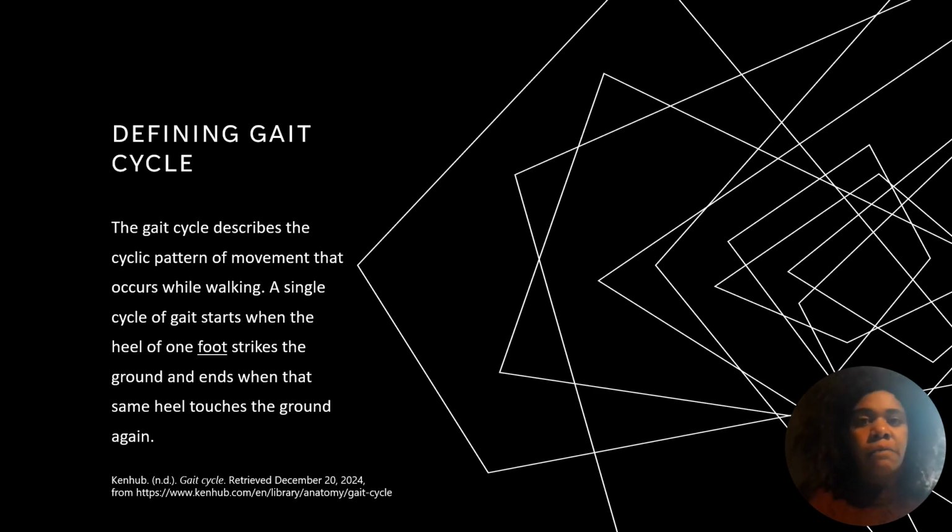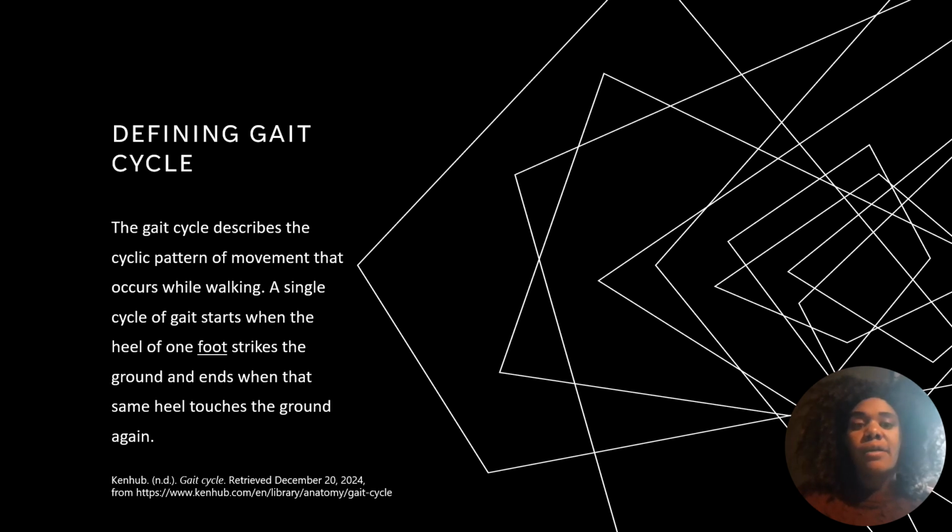So I thought it was important at first to define gait. Our textbook has a loose definition for gait. In addition to that, I looked up a couple other sources. And ultimately, the gait cycle describes the cyclical pattern of movement that occurs when someone is walking.